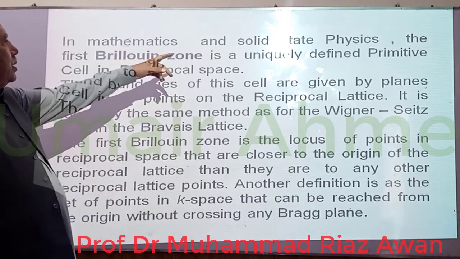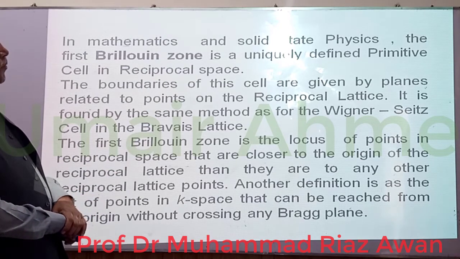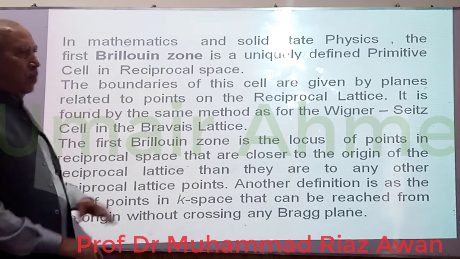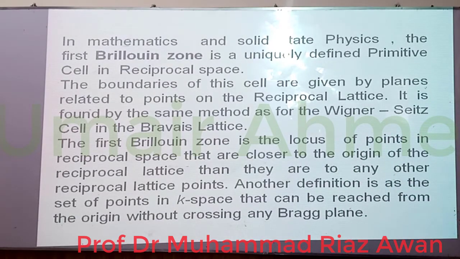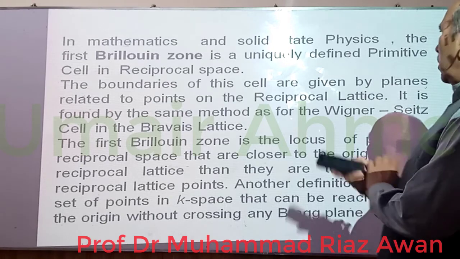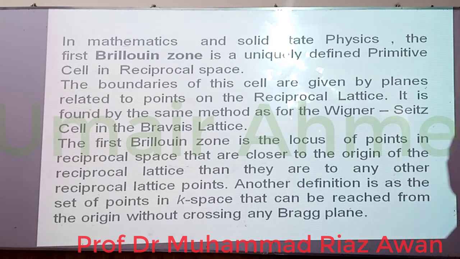In mathematics and solid state physics, the first Brillouin zone is a uniquely defined primitive cell in the reciprocal lattice. What was the primitive cell in the direct lattice? We defined it by the Wigner-Seitz cell. But here in the reciprocal lattice, we draw the same cell, and it is called the Brillouin zone. The boundaries of this cell are given by planes related to the points of the reciprocal lattice. It is found by the same method as that of the Wigner-Seitz cell.